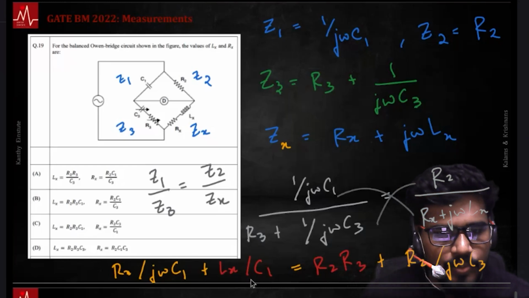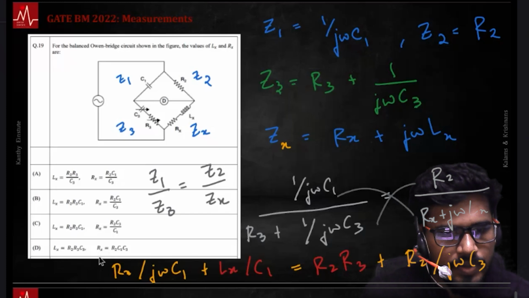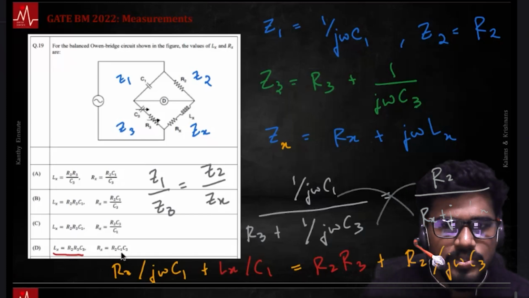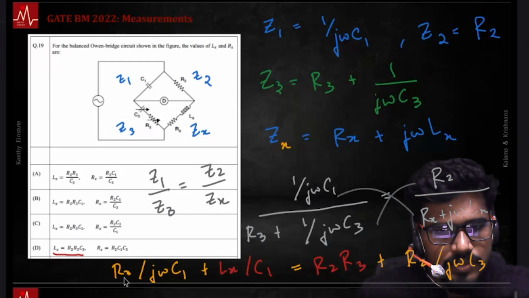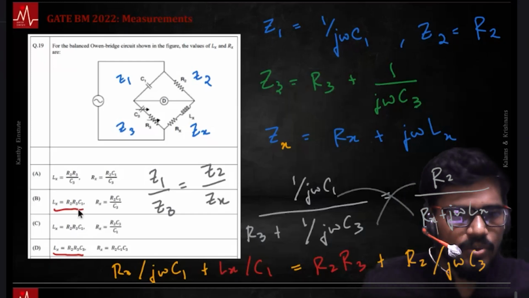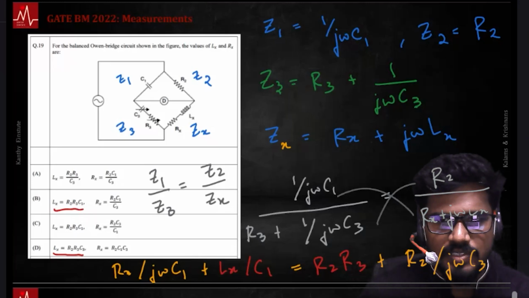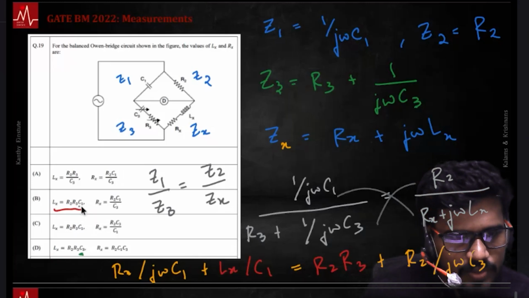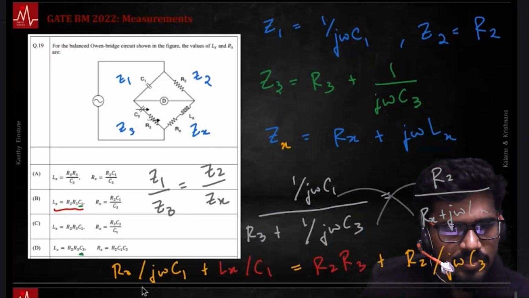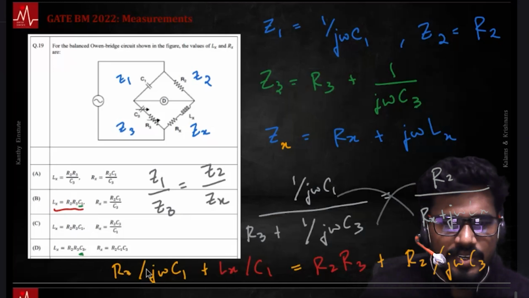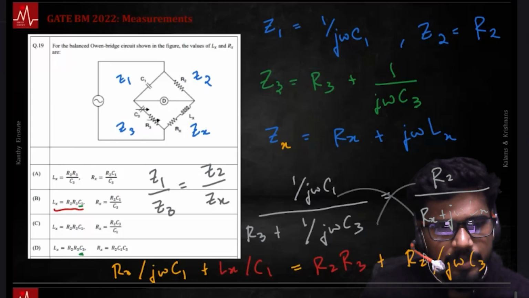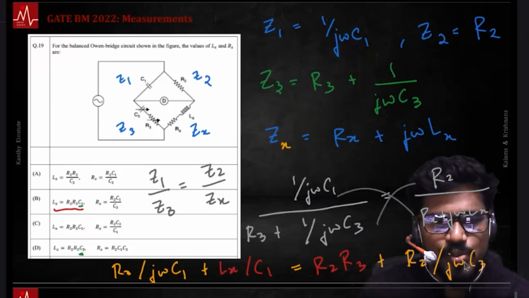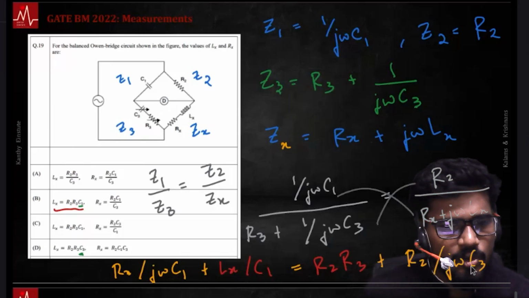Comparing the real and real, Lx is R2 R3 C1. Lx is R2 R3 C1. Okay, and Rx is R2 C1 by C3. In fact, it says R2 R3 C1 C3, so there is a mistake there. If you take R2 there, it will get multiplied by C1 from this term, j omega will cancel, and then you have C3 in the denominator. So this term is correct.